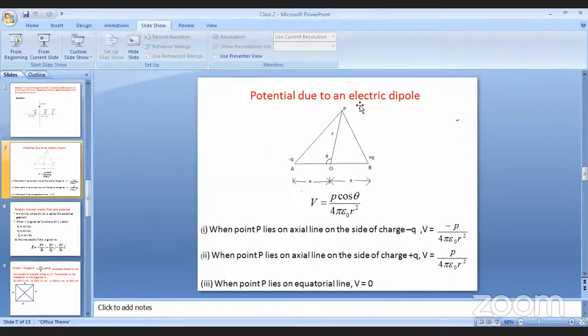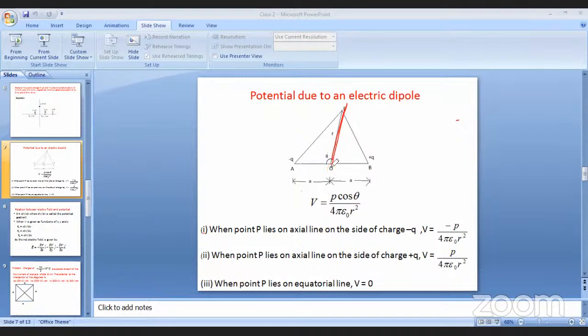So this is minus q charge and this is plus q charge. This is a dipole. The total distance between these two charges is 2a, and this is half of the distance, a. This is another half of the distance, a. You have a point P at a distance of r from the center O.